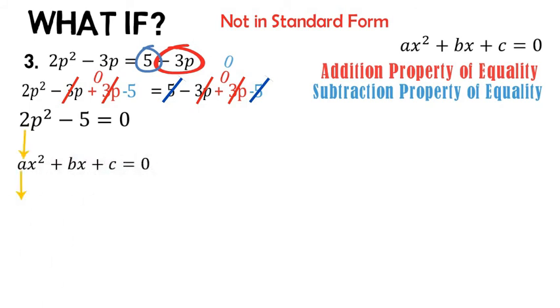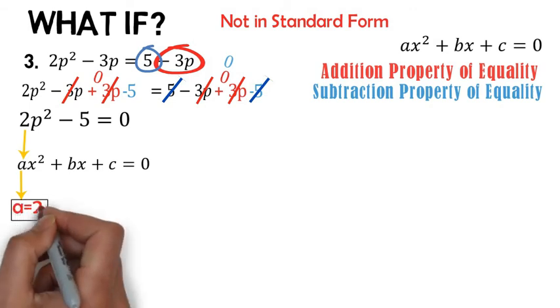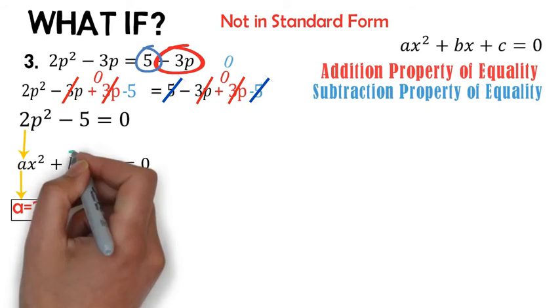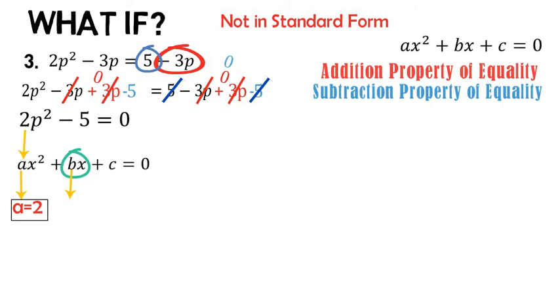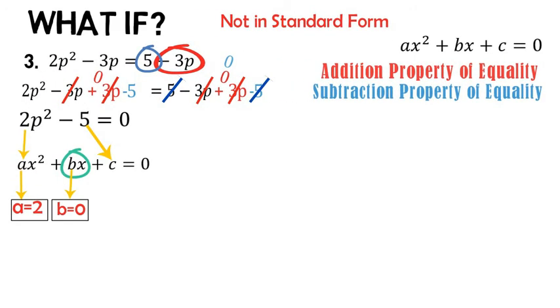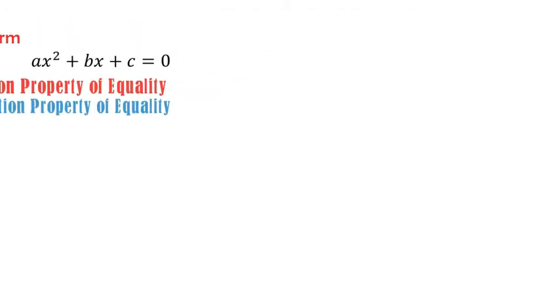And we can now easily identify the values of A, B, and C. The value of A, 2, very good. And the value of B, let's see if they know. The value of B is 0, none, because there is no linear term. And the value of C is negative 5, very good.